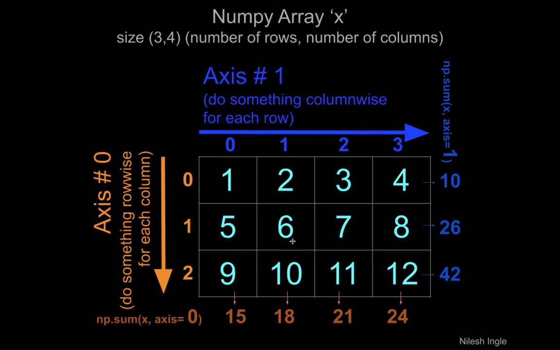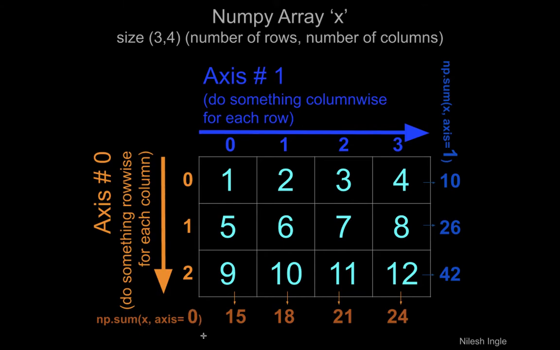So in the coming code in this lecture, you'll see that we'll be writing axis is equal to 0 or axis is equal to 1. What that tells us is which axis we are going to perform the operation on. For example, if we are doing a sum, this is how you write it in NumPy: np.sum open parenthesis x comma axis.